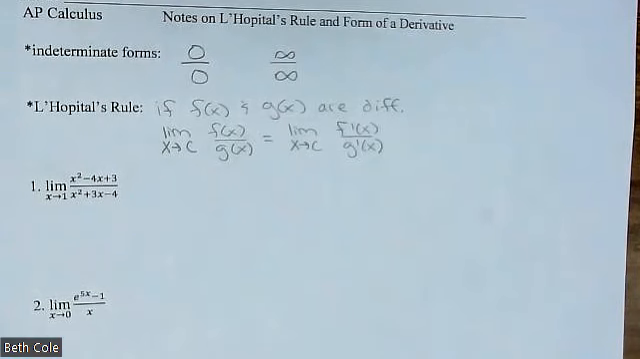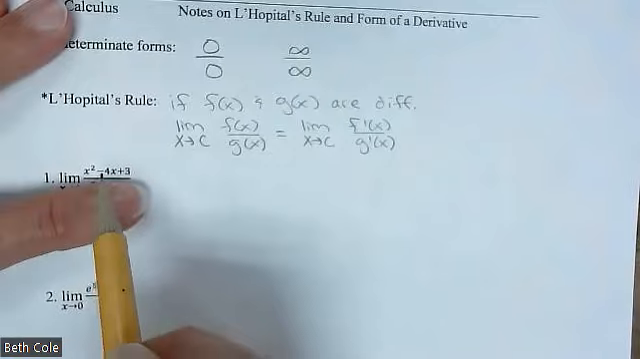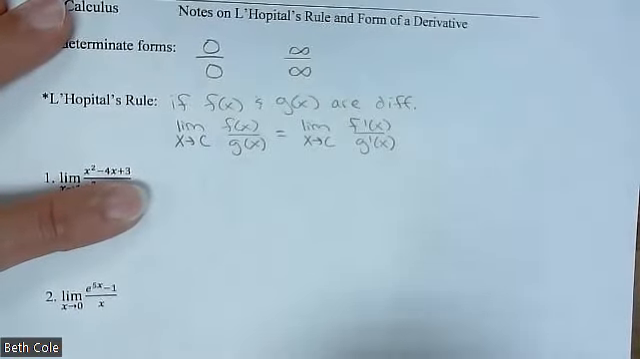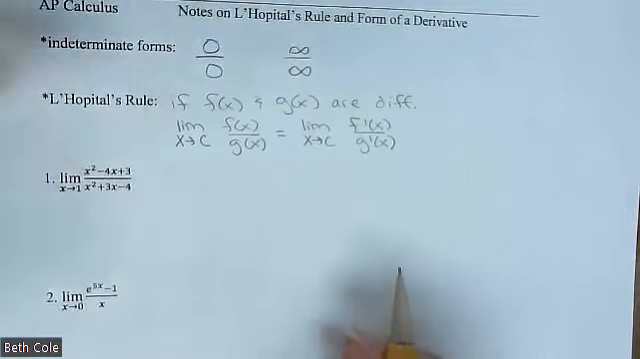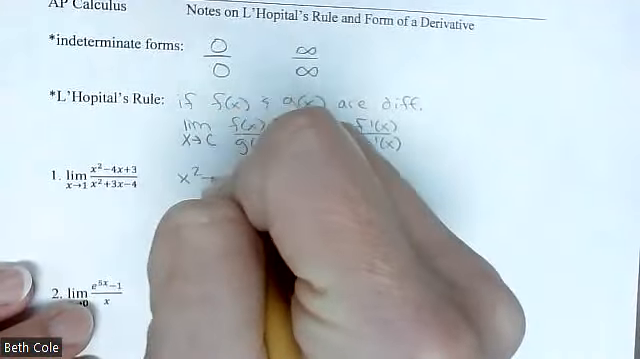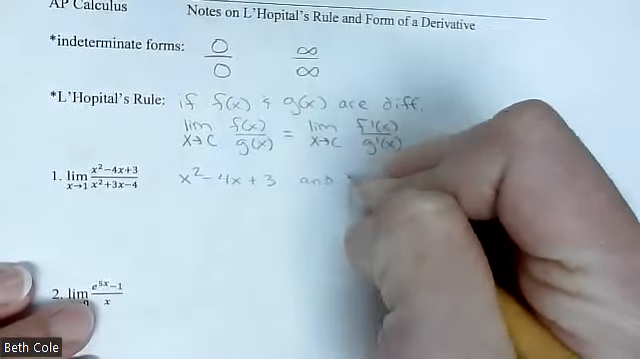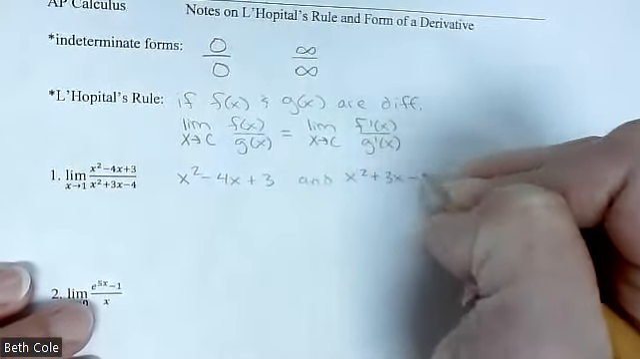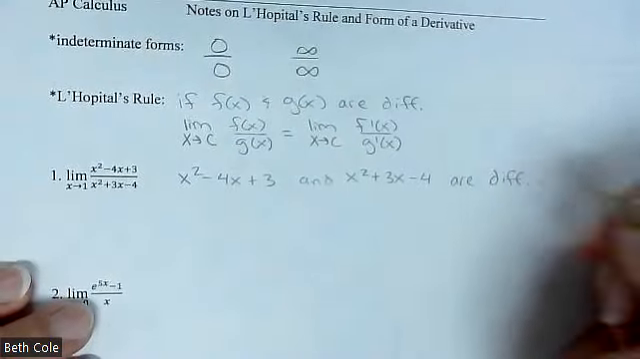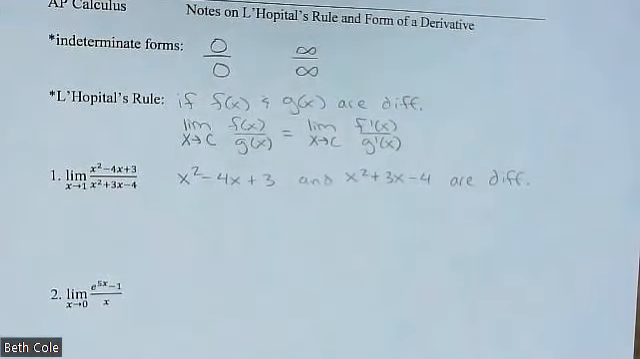The first thing that you have to state is that the functions are differentiable. When you look at the numerator, that is x squared, a parabola. That's differentiable. The denominator is also differentiable. So we're going to say x squared minus 4x plus 3 and x squared plus 3x minus 4 are differentiable. You have to say that. On the AP exam, please write out the word differentiable. I'm not sure if they'll take diff as an abbreviation. I will, that's fine, but write it out on the AP. If they're not differentiable, you can't take derivatives, and then the whole theorem goes out the window.